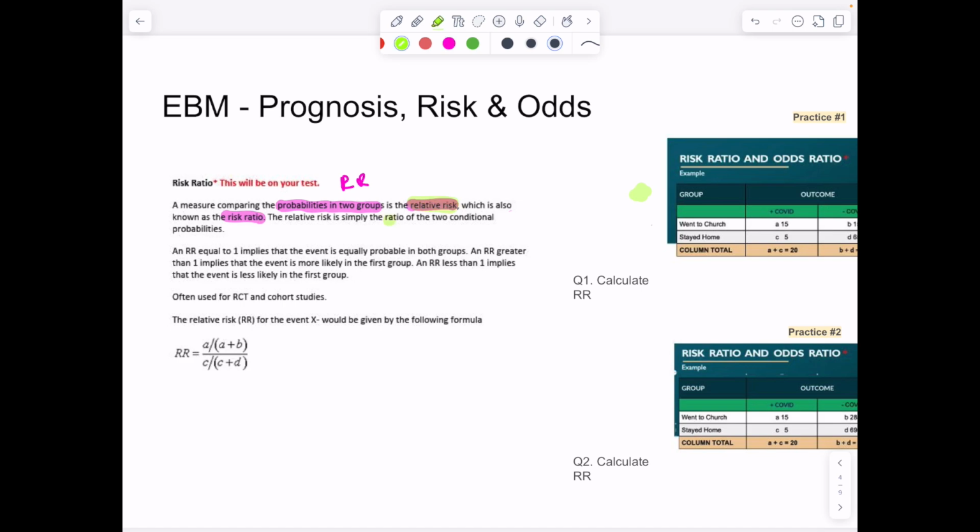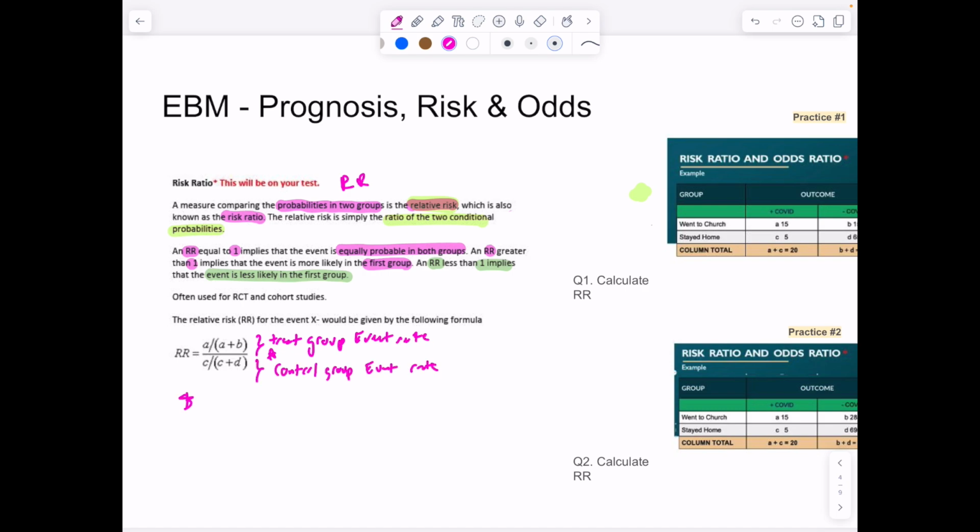The relative risk is simply the ratio of 2 conditional probabilities, which we're familiar with as the event rate in the treatment group divided by the event rate in the control group. So a risk ratio of 1 implies the event is equally probable in both groups. A risk ratio greater than 1 implies the event is more likely in the first group, and a risk ratio less than 1 implies the event is less likely in the first group. All right, so we are given this formula, but you should just think, if you're talking about heart attacks, you have your treatment group event rate, and this is your control group event rate.